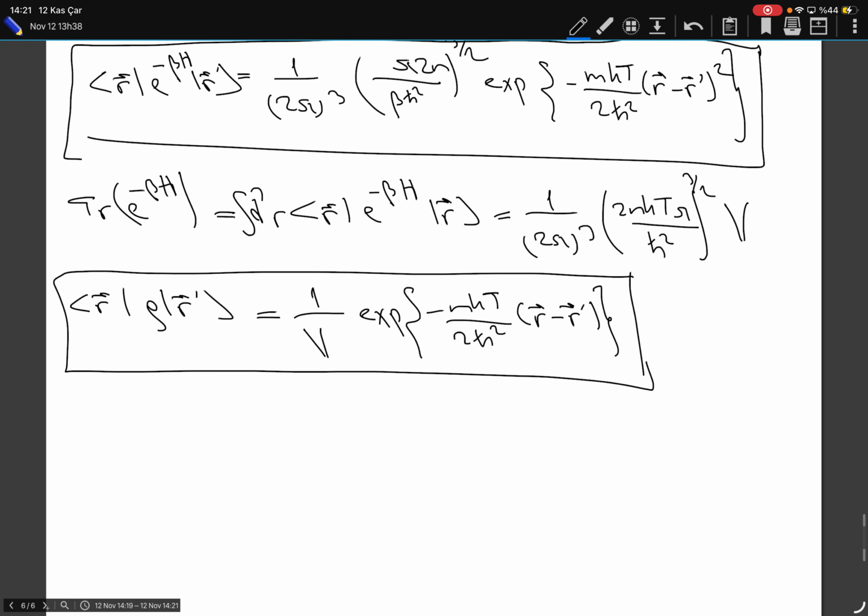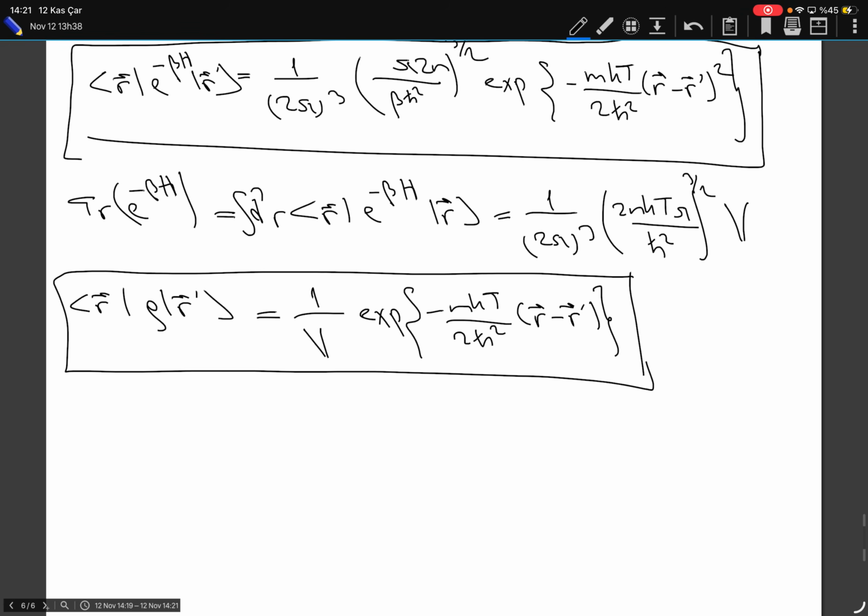This is the density matrix of a free particle in a box of volume V. Well, the diagonal elements, as I said, give us the probability density that the particle will be at that location. The probability density is just 1 over V. It just tells me that the probability distribution of my particle is uniform within my volume V. That is expected. I have a free particle.